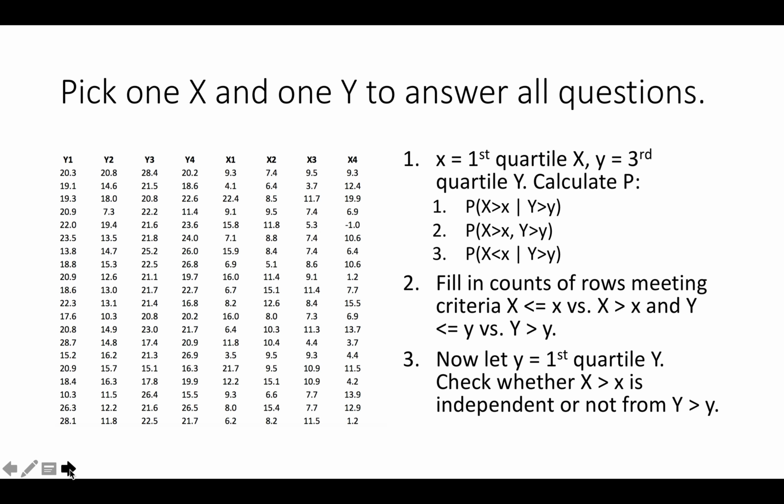So here's the data. There's 4 x variables, 4 y variables, each in a column here. And the idea is to pick 1 x variable and 1 y variable to answer all of the questions. So the first question is, if we're looking at the first quartile of our x variable and the third quartile of our y variable, calculate the probability.